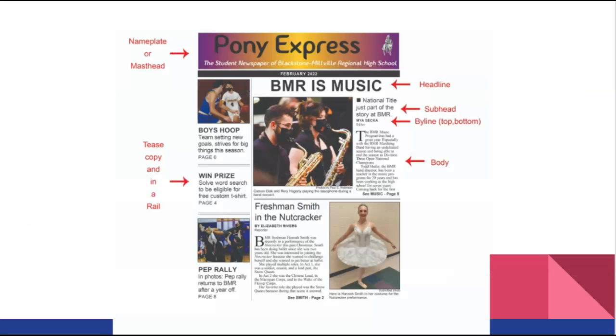Here's some examples with everything pointed out. Here's a recent Pony Express issue. The nameplate, see, that's the name at the top of the page. Where it says BMR is music, that's the headline. That's all we really need to say to get people to know whether they want to read that story or not. Obviously it's a story about music.